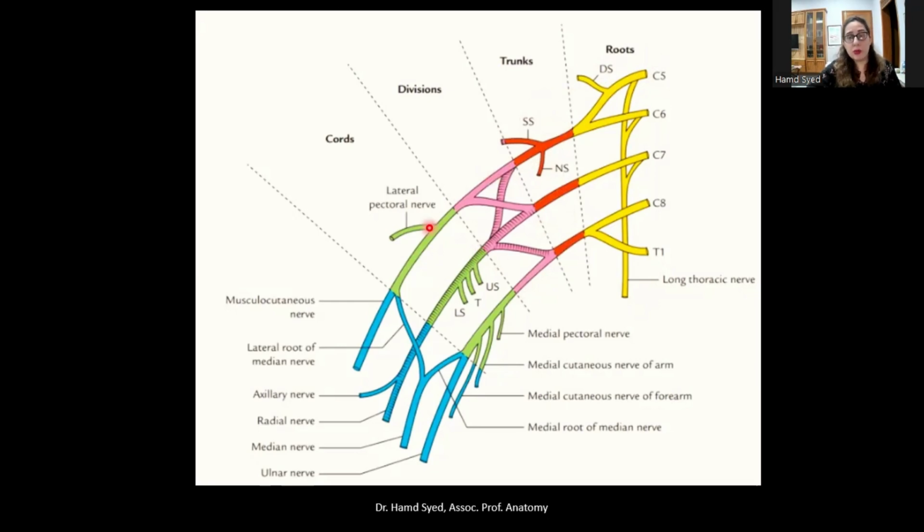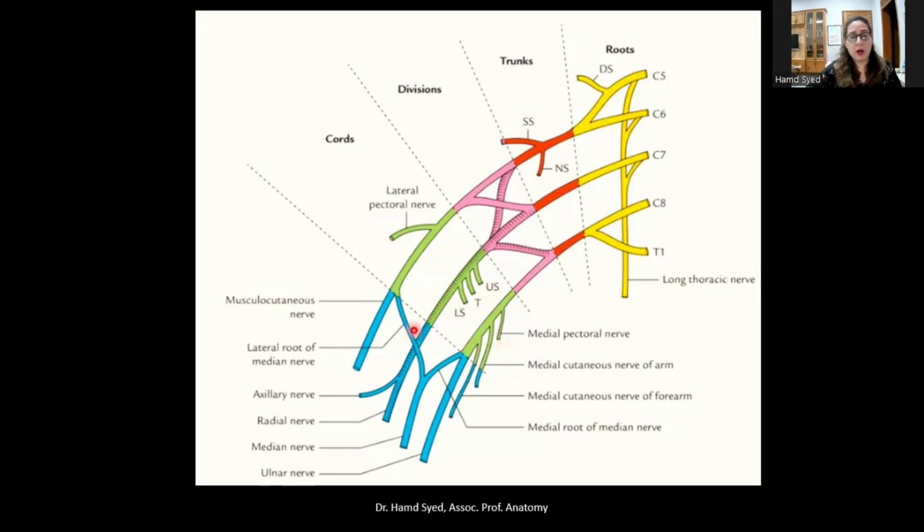The minor branches of the brachial plexus which arise from the cords are the lateral pectoral nerve, emerging from the lateral cord. These three nerves arise from the posterior cord: upper subscapular, thoracodorsal, and lower subscapular. So these are the three arising from the posterior cord. The medial cord of the brachial plexus gives rise to these minor branches: medial pectoral nerve, medial cutaneous nerve of arm, and medial cutaneous nerve of forearm. These are the three minor branches arising from the medial cord.